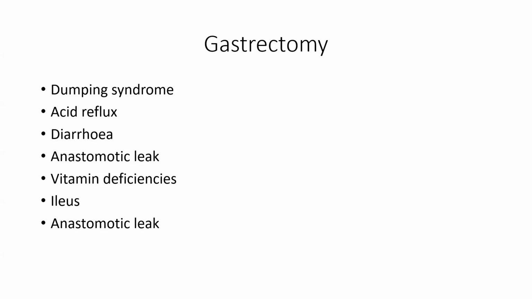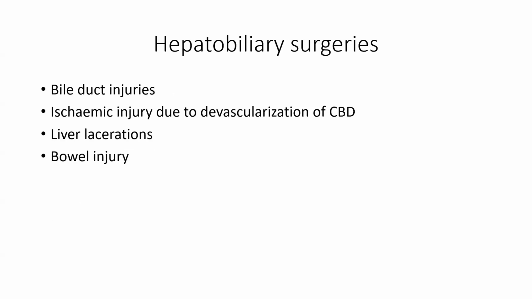For ileus, we have to manage conservatively first with adequate fluids, and if required, decompression can be done. Then we come to hepatobiliary surgeries, where there can be bile duct injuries. Mostly these are managed by giving a T-tube in the patient. Also, there can be ischemic injury due to devascularization of CVD.